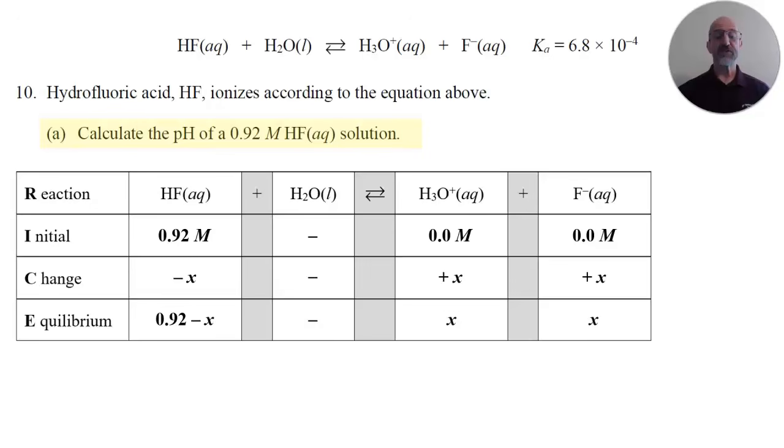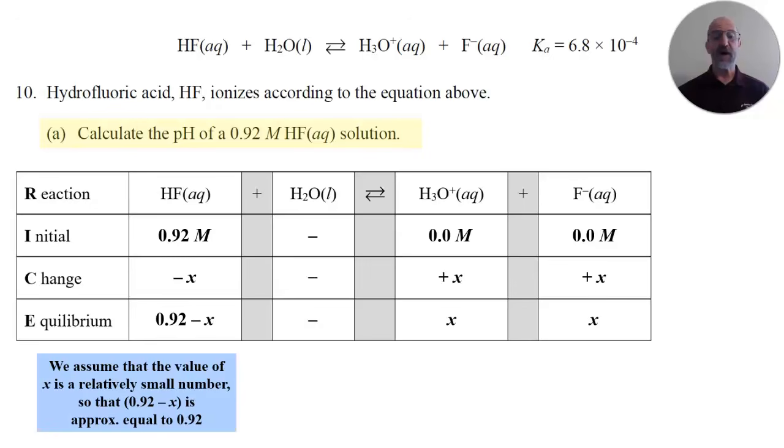Now, as we have seen so far in this lesson with examples of a weak acid or a weak base, the change is so small in comparison to the initial concentration of the weak acid or the weak base that we can make the following simplifying assumption. So we can assume that the value of X is so small relative to the initial concentration of HF that 0.92 minus X is approximately equal to 0.92. Now, this greatly simplifies the math that we have to do to solve for X. So we will not be using any fancy equation solver or quadratic equation to solve for X.